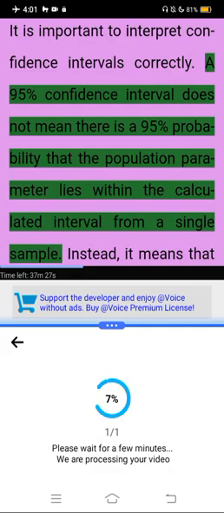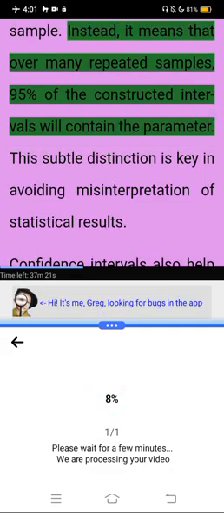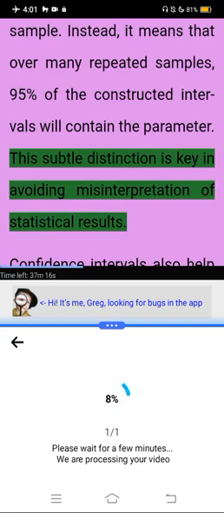A 95% confidence interval does not mean there is a 95% probability that the population parameter lies within the calculated interval from a single sample. Instead, it means that over many repeated samples, 95% of the constructed intervals will contain the parameter. This subtle distinction is key in avoiding misinterpretation of statistical results.